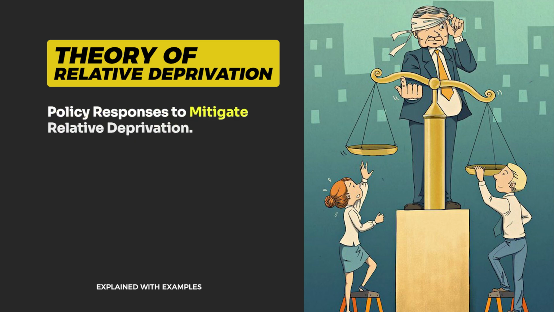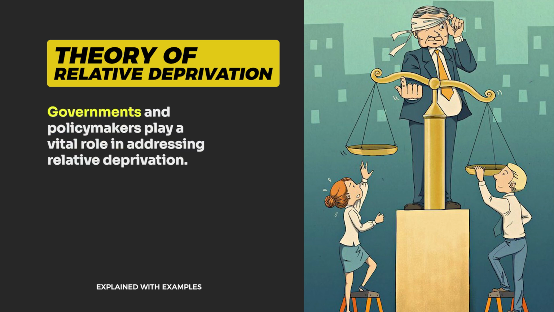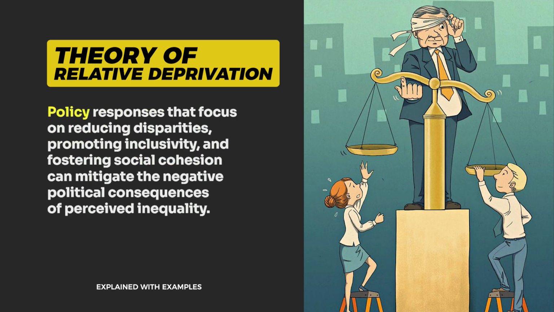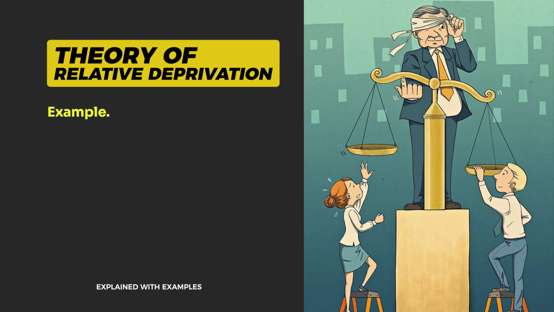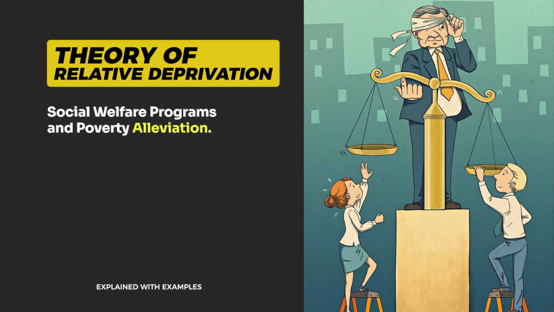Policy responses to mitigate relative deprivation. Governments and policymakers play a vital role in addressing relative deprivation. Policy responses that focus on reducing disparities, promoting inclusivity, and fostering social cohesion can mitigate the negative political consequences of perceived inequality. Example: social welfare programs and poverty alleviation.